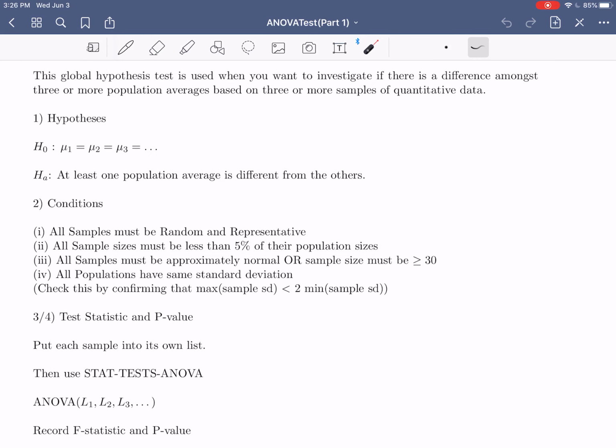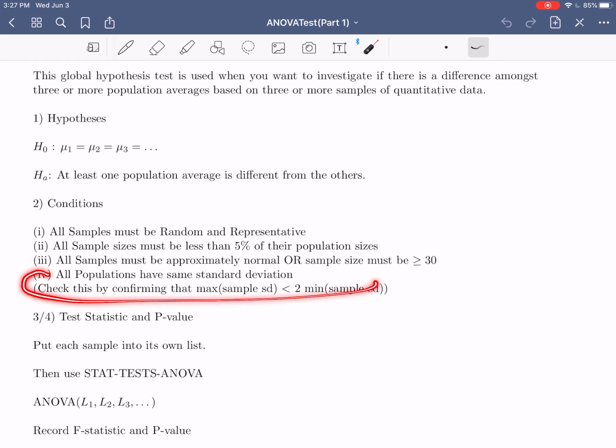Let's talk about the conditions. The conditions are sort of unique here because unlike every other hypothesis test we've done so far, there are actually 4 conditions here. The first 3 conditions are the very standard ones for when working with quantitative information. First, we have to have all the samples be random and representative. That's very standard. All the samples must be less than 5% of their respective population sizes. Again, very standard. All samples must be approximately normal or size greater than or equal to 30. This condition 3 is the standard condition 3 when working with quantitative data. Your data either has to look approximately normal or there has to be greater than or equal to 30 data points in each sample so that we can use the central limit theorem.